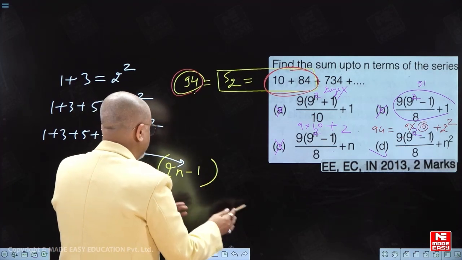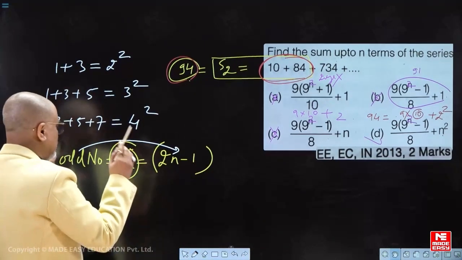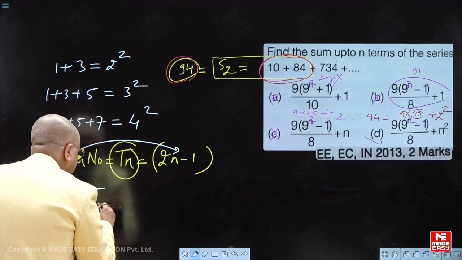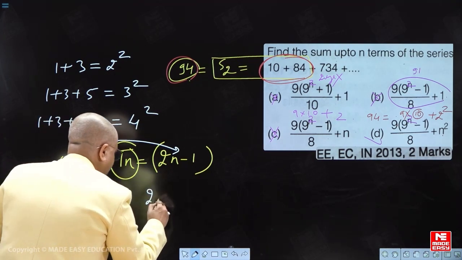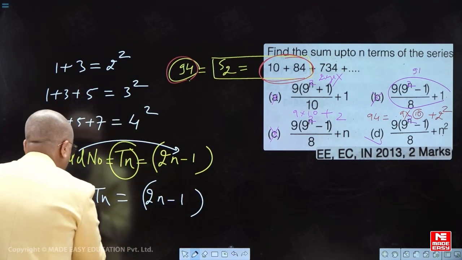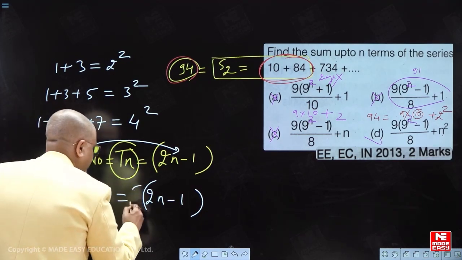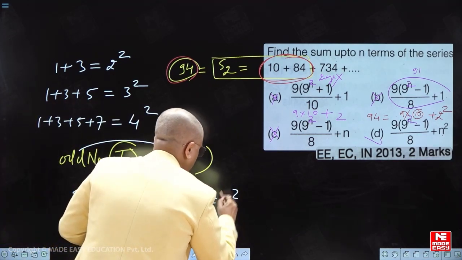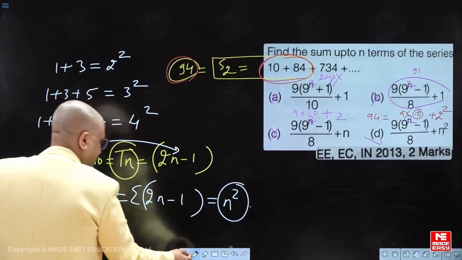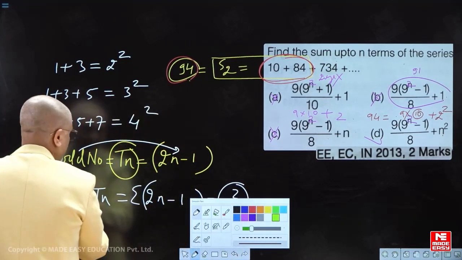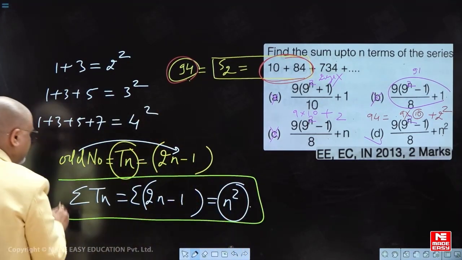n equal to 2, we will get 3, and so on. So if Tn is 2n minus 1, and we operate sigma over Tn, that is the sum of odd numbers. It is given by the formula n square. This is again an important one. There have been a couple of direct questions based upon this formula as well.